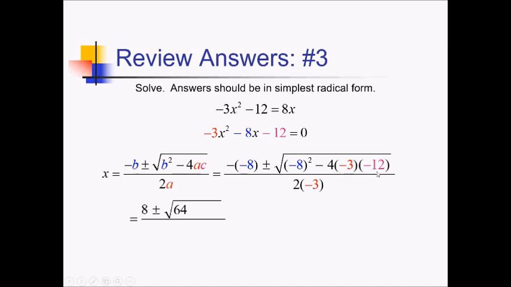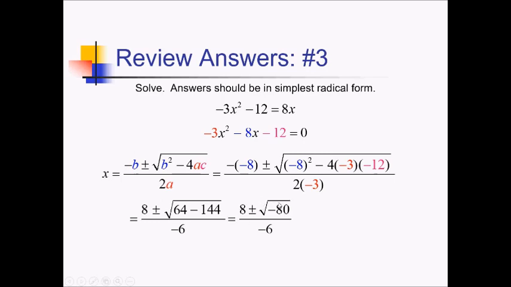We've got 3 negatives, that comes out negative overall. And 4 times 3 is 12, times another 12 is 144. So this is 64 plus 144, or minus rather, because again we had 3 negatives. And then we have 2 times negative 3 is negative 6. 64 minus 144, that's going to be negative 80.